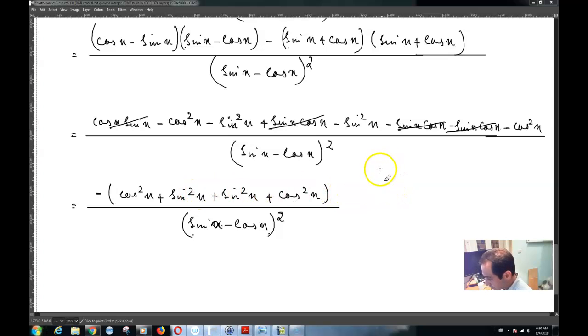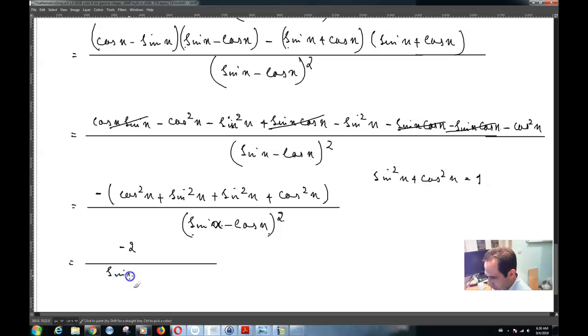and you know that sin squared x plus cos squared x is equal to 1, so this is equal to 2, so that's the same thing as negative 2 over sin x minus cos x whole squared. So that is your answer there, number 17, negative 2 over sin x minus cos x whole squared.